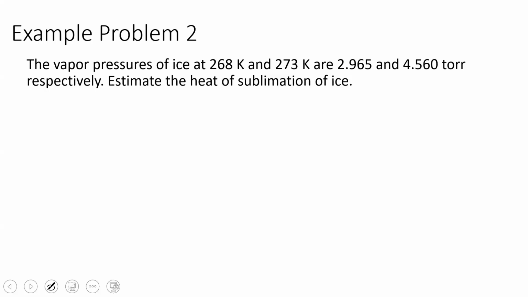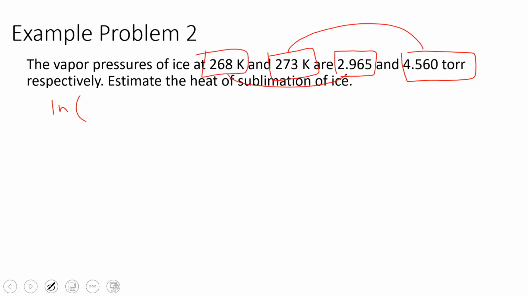Now let's go straight back into our plug and chug. So we have ln. I'll call this one right here, which goes with this one, and then these two go together as well. I'll call the 4.560 our P1, and this our T1, this our P2, this our T2. As long as the two that belong together are plugged in the right places, we should be fine. This is an important step before we start the problem. All right, let's just plug and chug.